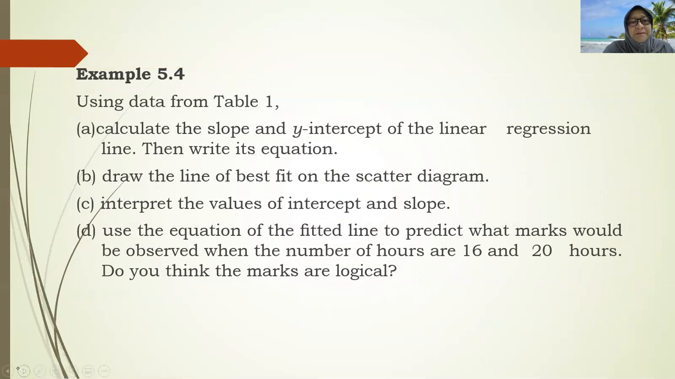This is an example from table 1, from the earlier section. Calculate the slope and y-intercept, then write its equation. These are some of the questions that relate to 5.2. Draw the line of best fit on the scatter diagram, interpret the values of the intercept and slope, and use the fitted equation to predict. This is an application of the linear regression model to do prediction, but remember, do not extrapolate.